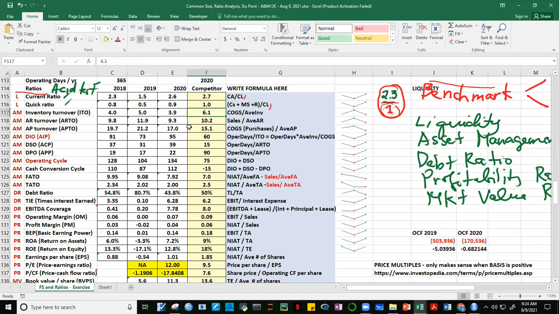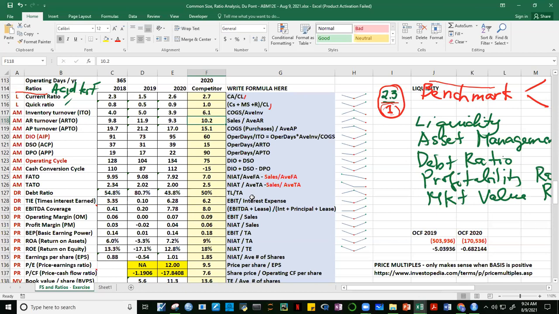For the accounts receivable turnover, the competitor is able to collect its receivables 10.2 times a year, while we're only collecting 9.3 times a year. We say that the higher the ARTO, accounts receivable turnover, the better, because it means that the company is able to collect with greater frequency. So if it was 12 times compared to 9.3 times, the 12 times is better.